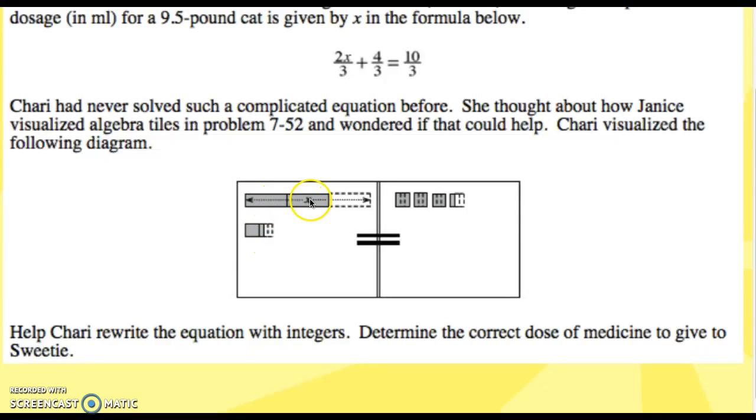So when I look at our diagram, I see 2/3 of an x, showing only 2 parts of the total 3 parts that she split x into, plus 4/3. So 4/3 is 1 1/3, so she has 1 unit cube plus 1/3 of another unit cube. And then that's equal to 10/3, so she has 10 pieces broken up into thirds, her unit tiles. It says help Sherry rewrite the equation with integers. Determine the correct dose of medicine to give to Sweetie.